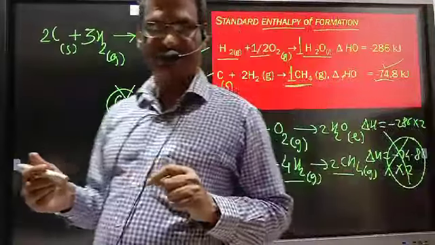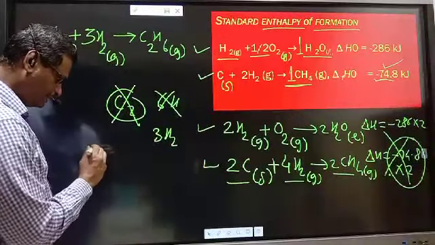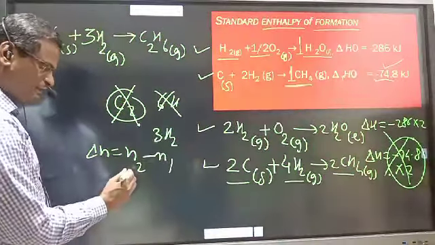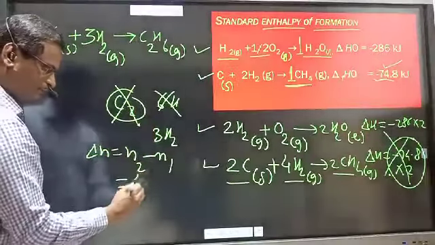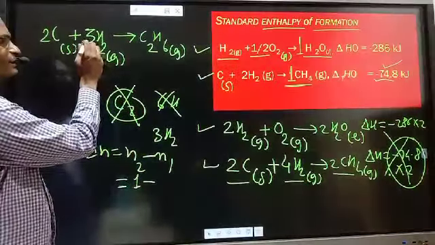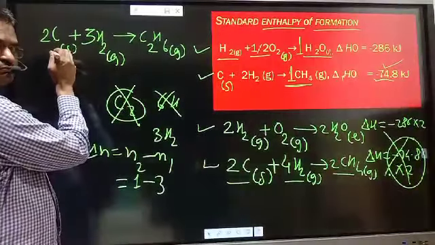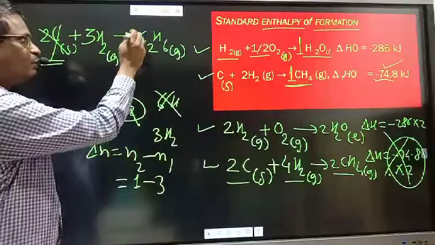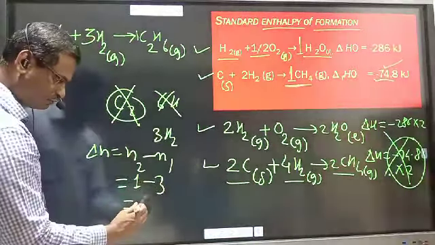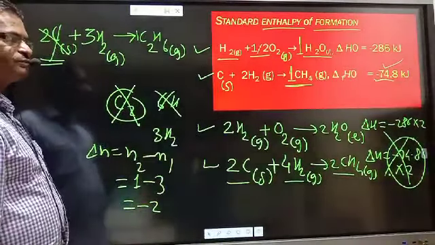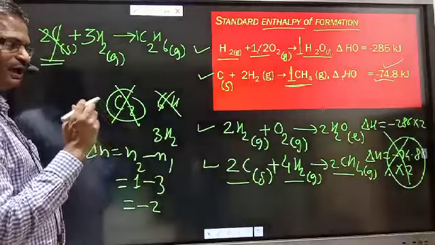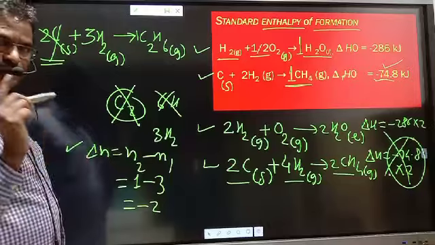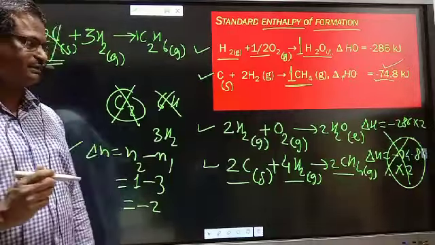Delta N, change in number of moles during any chemical reaction, is equal to N2 minus N1, where N2 is the number of moles of product in gaseous state, 1, minus number of moles of reactant in gaseous state, 3. This is solid, so not considered. Only gaseous state is considered: 1 minus 3, it is equal to minus 2. That is how formation reactions are balanced, and this is how delta N during these reactions can be calculated, where only the gaseous state is considered.